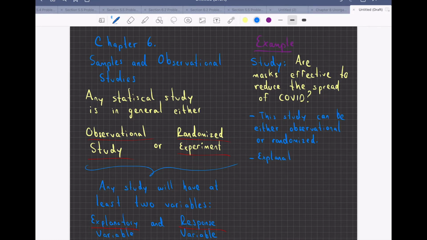Explanatory variable would be what? Would be mask. Response variable would be spread of COVID. Just like that.